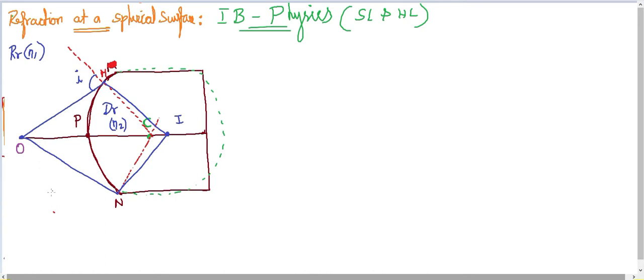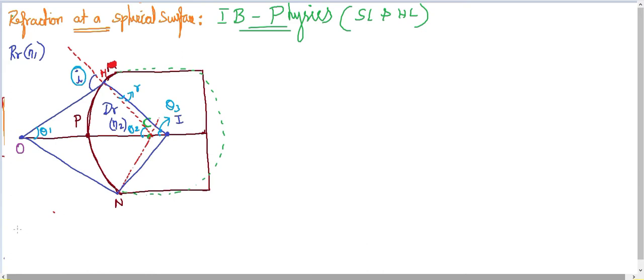Okay, right? So let's mark the different angles here. Let this be theta 1, theta 2, and this is theta 3. So if this is the angle of incidence, then this is called the angle of refraction. Am I right? Okay, so all these things are over.